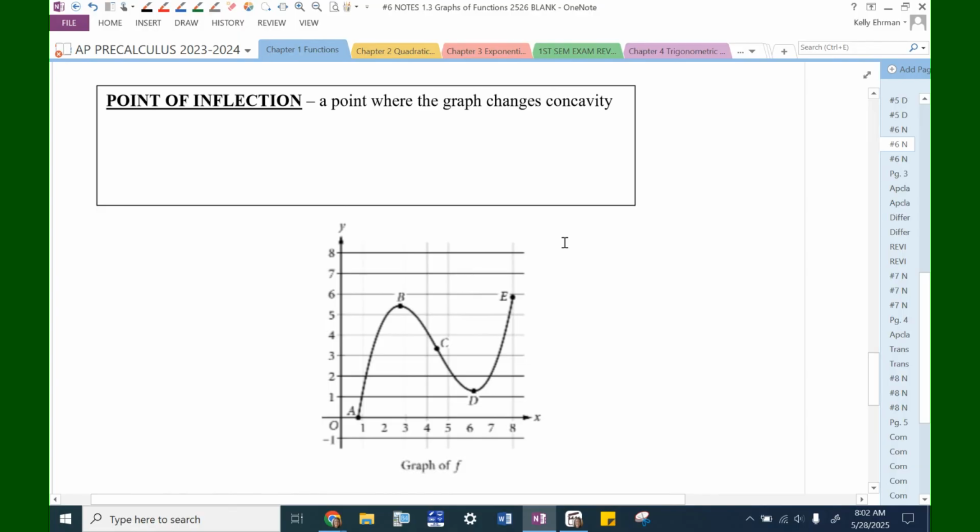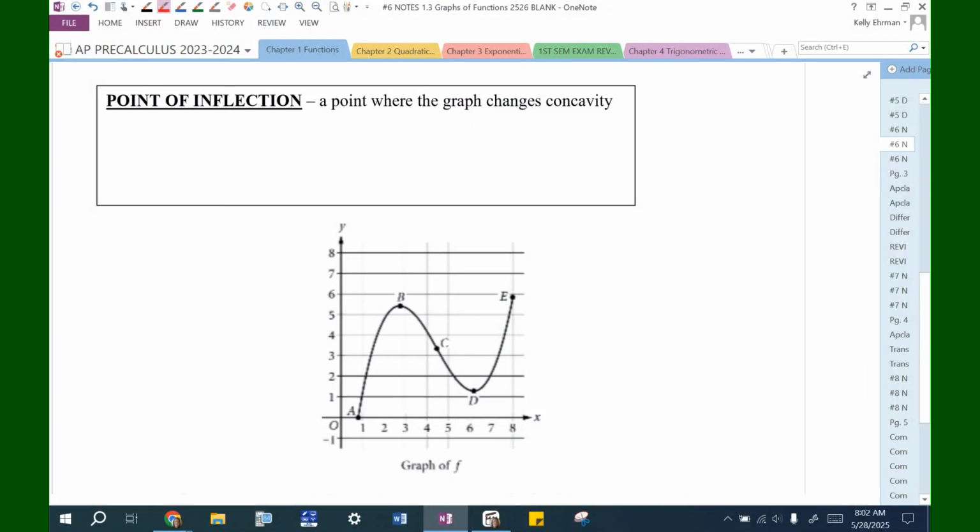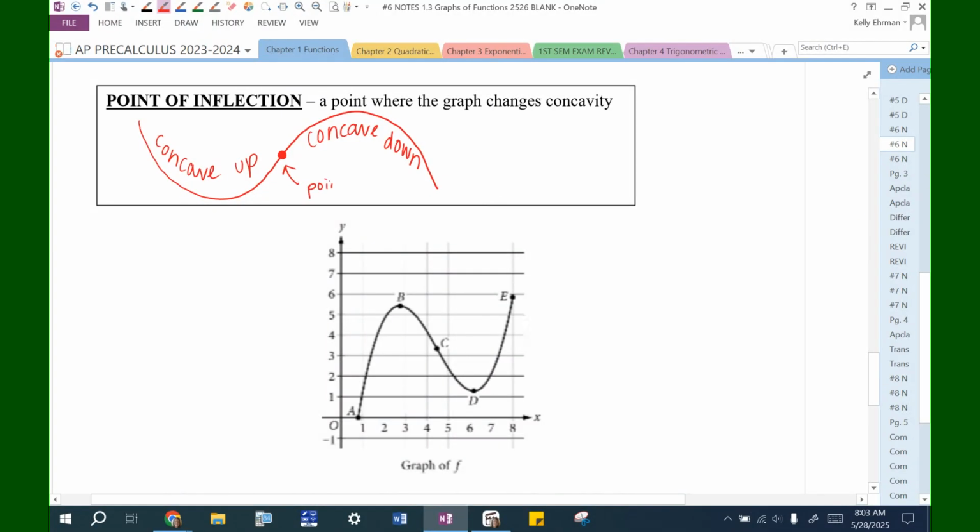Okay, points of inflection. A point of inflection is just a point where the graph changes concavity. So let's give yourself a curve that does an S-type curve. So this section is concave up. And then at some point in here, just kind of eyeball where it happens, the graph switches to concave down. That's what I mean by changing concavity. So this would be a point of inflection. Sometimes I'll abbreviate that, POI.